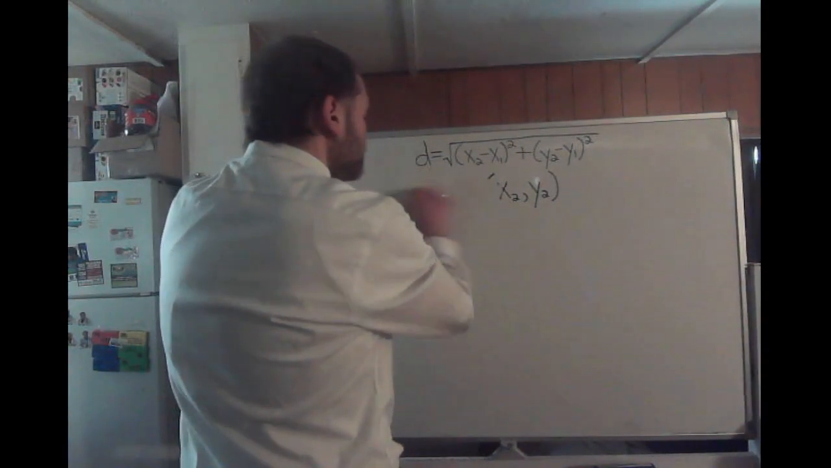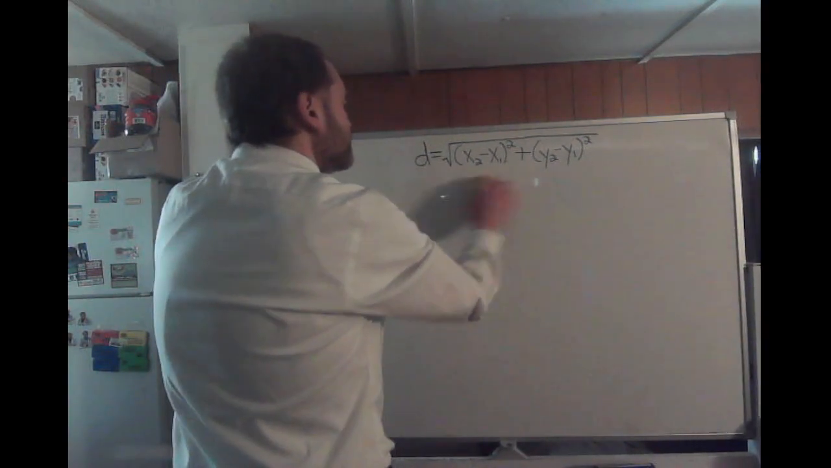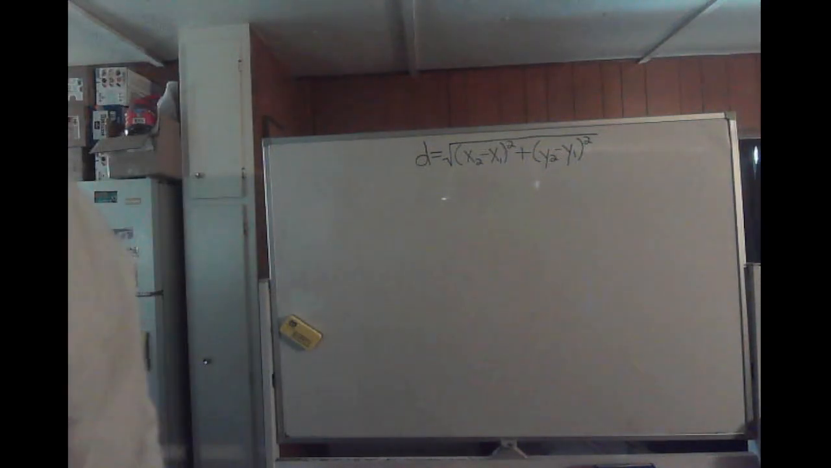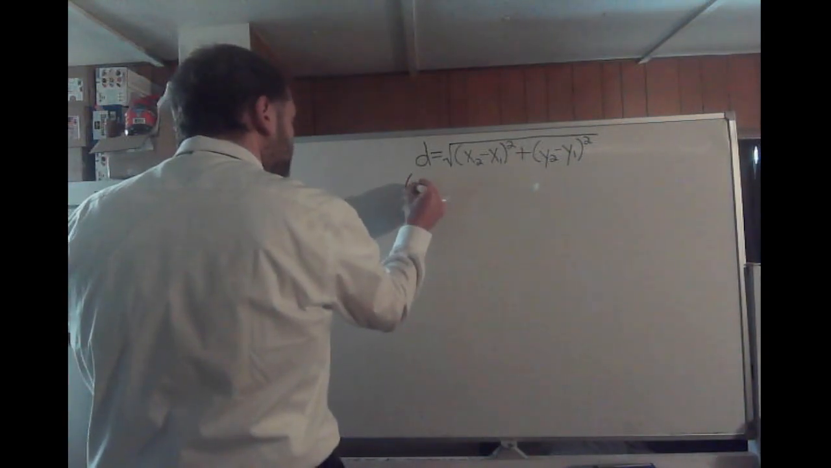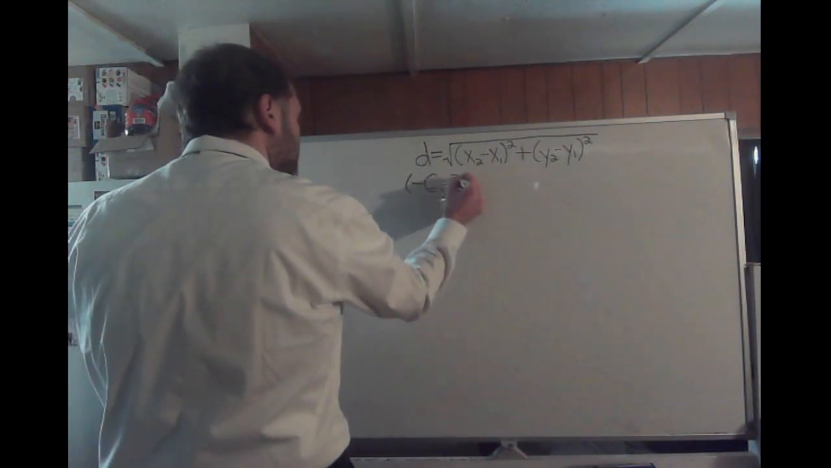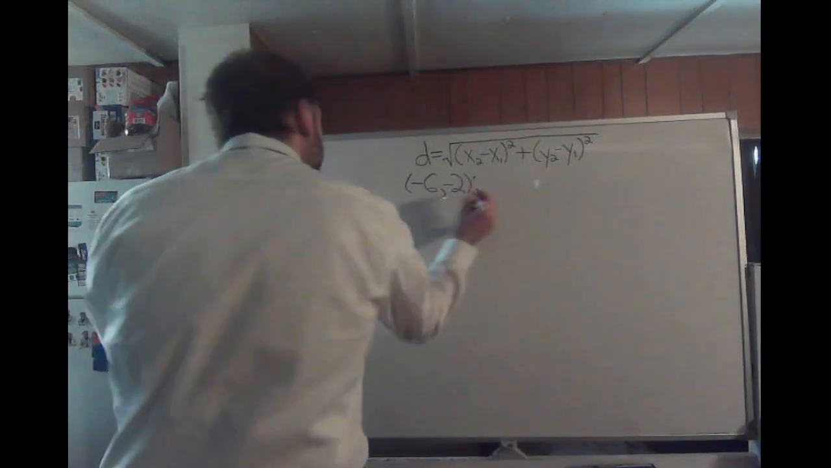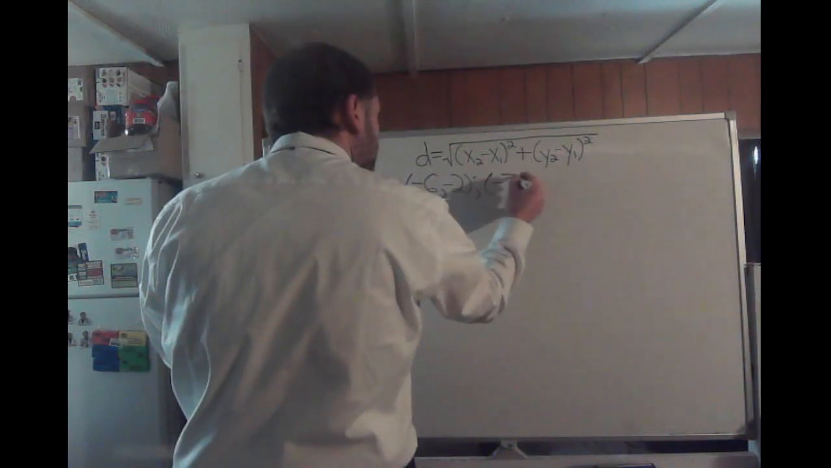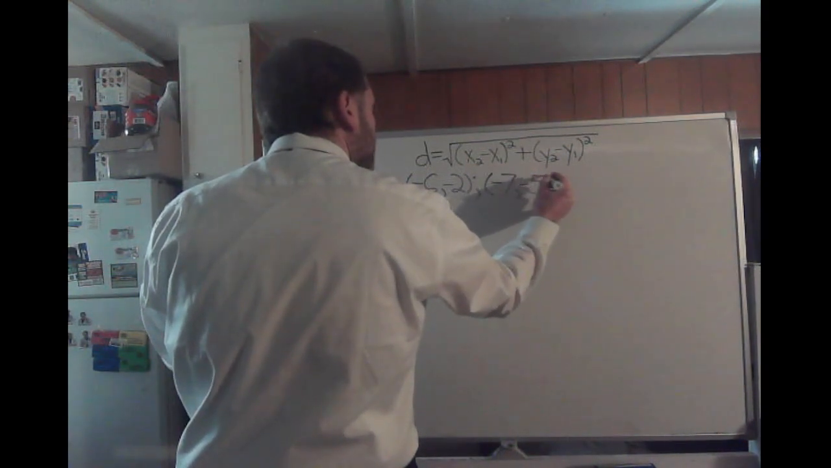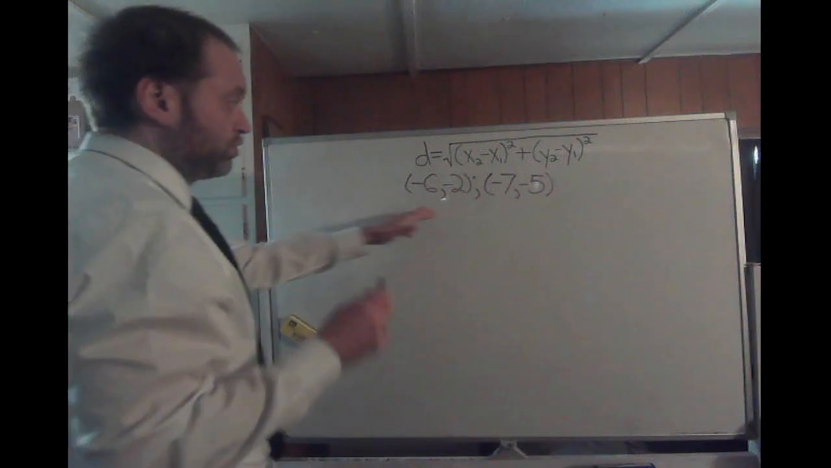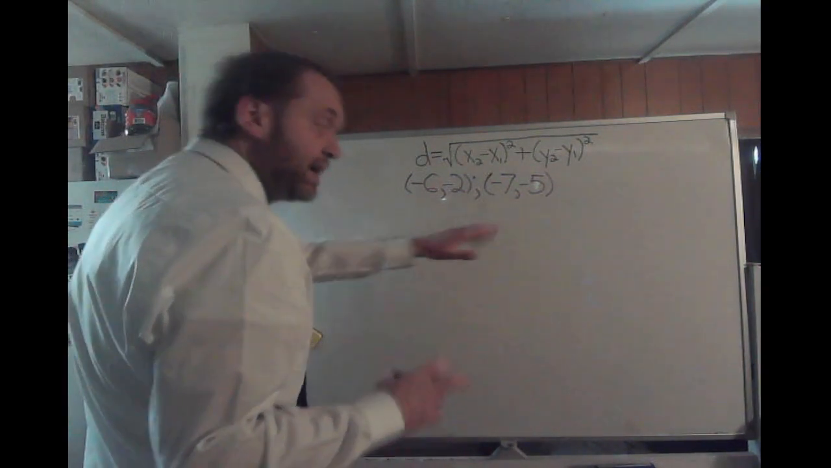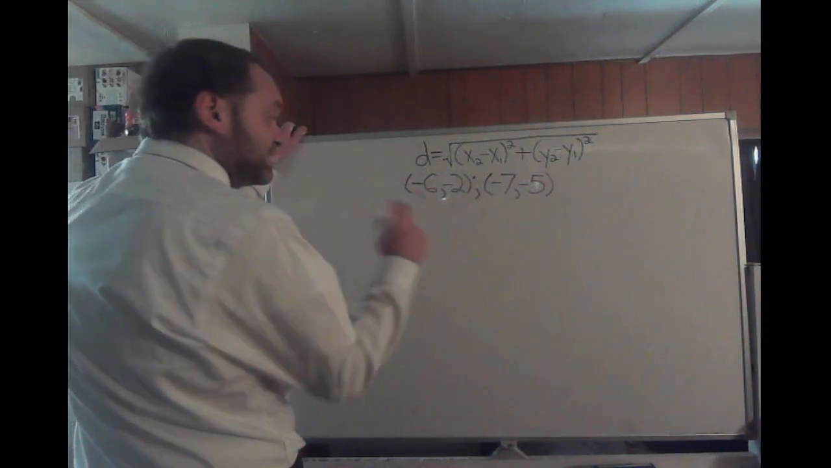Now we're going to do a few exercises here to demonstrate this. We're going to find the distance. We're going to just do 4 exercises. Let's say you were given the points -6, -2, and -7, -5. Alright, so let's say you got those two ordered pairs in the coordinate plane, -6, -2, and then -7, -5. How would we find the distance between those?